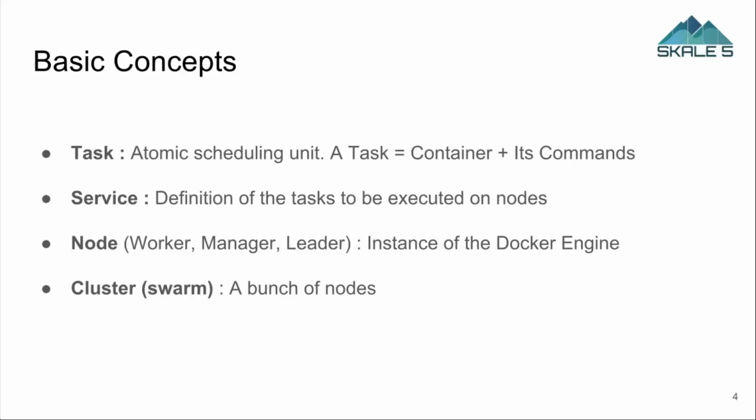So these here are the basic concepts behind Docker Swarm. First of all, a task is just an atomic scheduling unit. It carries a Docker container and all the commands needed to run inside of it. A service is the definition of the task to execute on the worker nodes. And a node is simply put an instance of the Docker engine participating in the swarm. It can be a manager node, a worker node, or a leader. And finally, a cluster or a swarm is just a bunch of nodes working together.